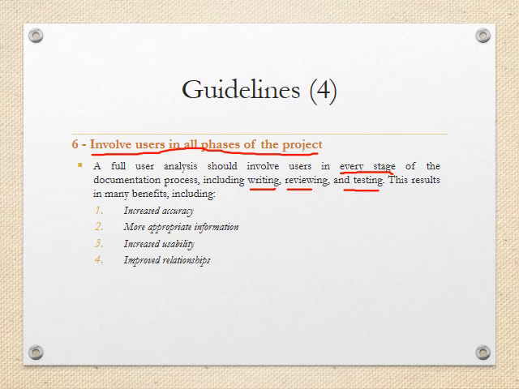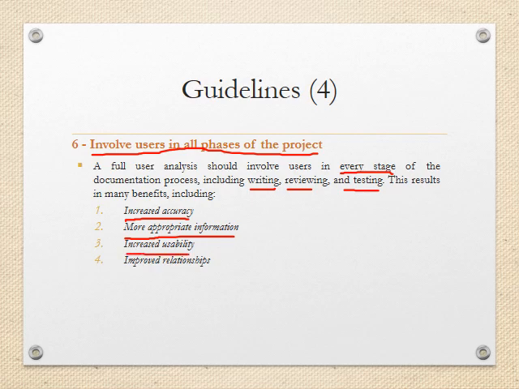First, increased accuracy. How user involvement increases accuracy? The users, they can find mistakes, confusion, and that will help to increase accuracy and avoid mistakes. Second thing, more appropriate information. The information that we will get from users, these are the best information that describe the workplace for the user. So this is the appropriate kind of information. So what we mean by appropriate information? Information that best describe the workplace.